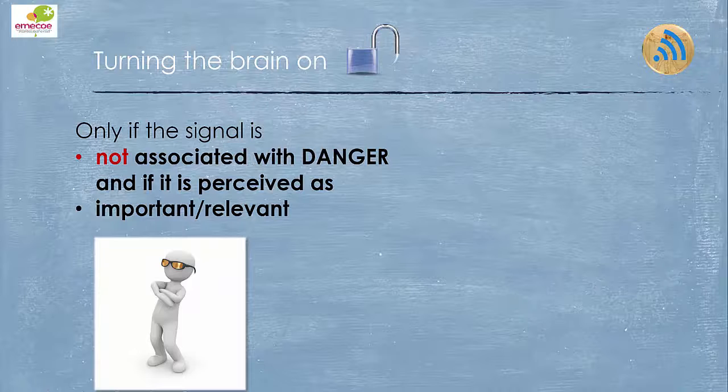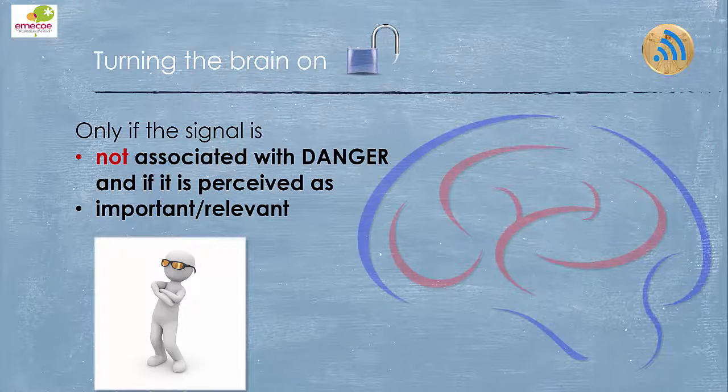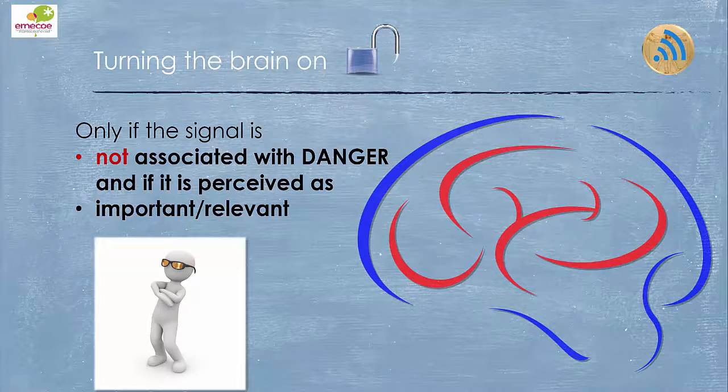Let's sum this up again. Higher order processing and learning will happen if and only if the incoming message is not associated with danger and if it is perceived as important, relevant, and meaningful.